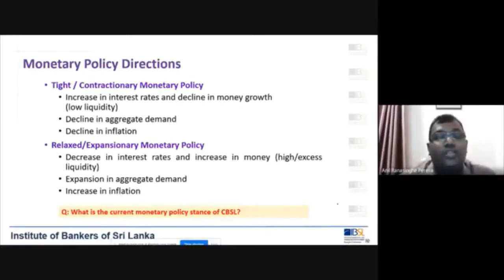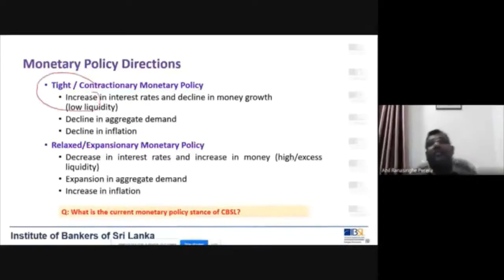So I'll ask a question. What is the current monetary policy stance of the CBSL? Whether it is tight or relaxed, the current monetary policy stance. What do you think? Can someone answer?